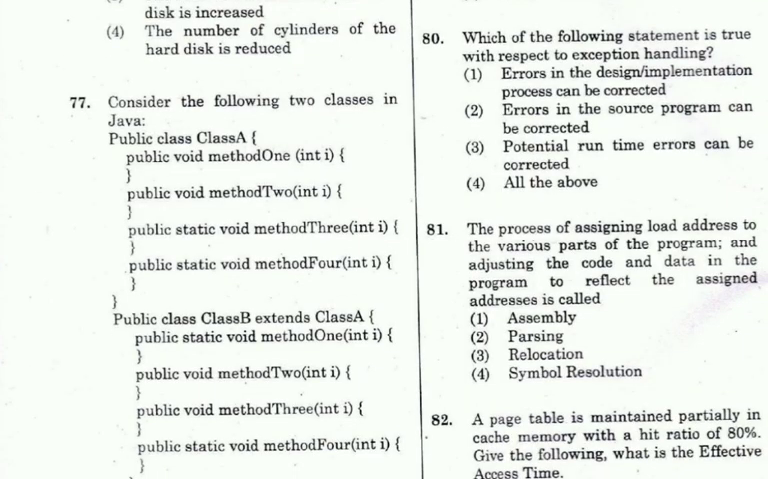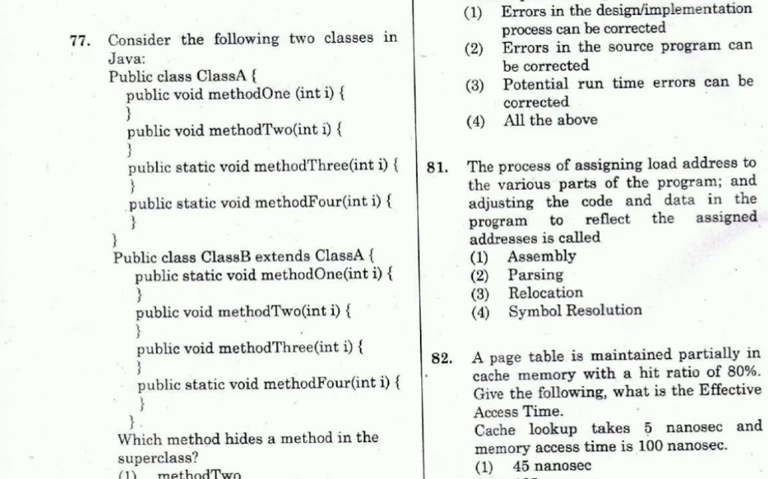Next. The process of assigning load addresses to program parts and adjusting code and data accordingly is called: assembly, parsing, relocation, or symbol resolution. Relocation refers to adjusting memory addresses when a program is loaded into the main memory or RAM. For example, if a program is compiled to start at address 1000 but it is loaded at 5000, all addresses need to be updated. That is the relocation. So option 3 is the correct answer.